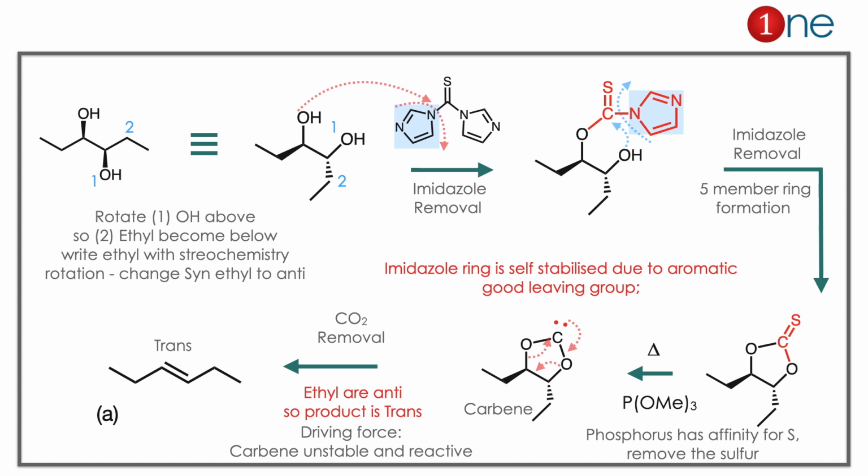Then you are using the phosphine. Phosphine is the sulfur pulling agent. So it pulls the sulfur from the system. You have carbene formation. It's a very unstable system. So how can it be quenched? The carbene is quenched as CO2. You have the final product trans. Because both ethyl are anti to each other, the product is also trans there.